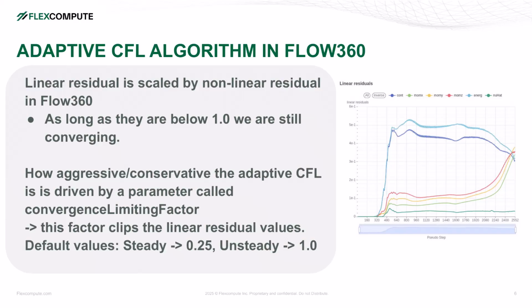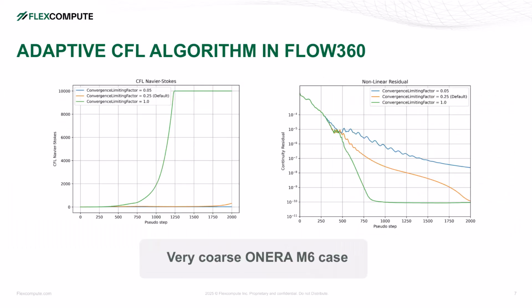One important detail is how residuals are interpreted. In Flow360, the linear residual is scaled by the nonlinear residual. That is why the linear residual often appears between 0 and 1. As long as the linear residual remains below 1, the simulation is still converging. If the linear residual rises above 1, it indicates a potential divergence trend. In that situation, adaptive CFL will respond by cutting the CFL to try to bring the residuals back down.